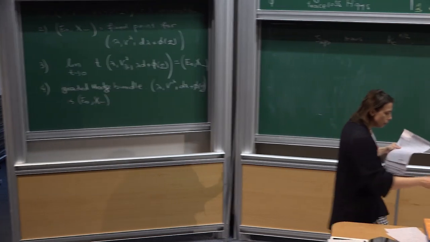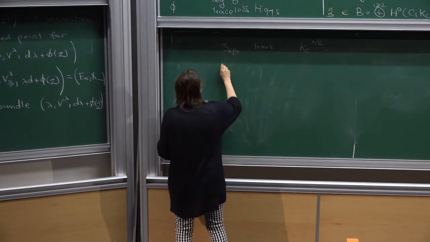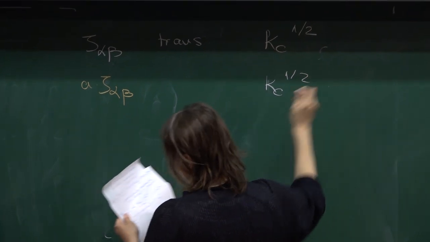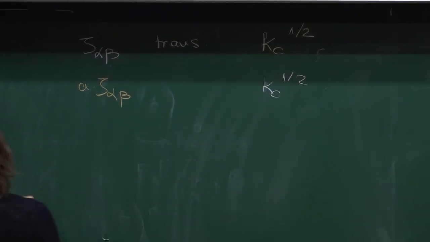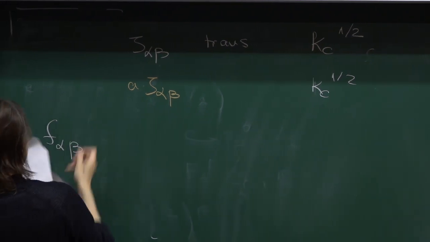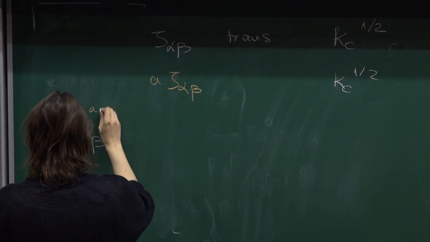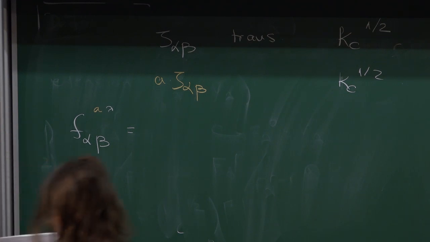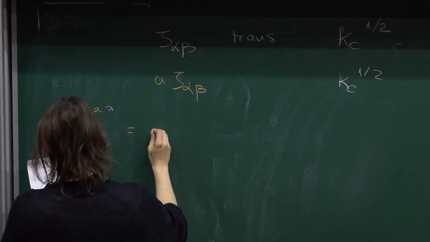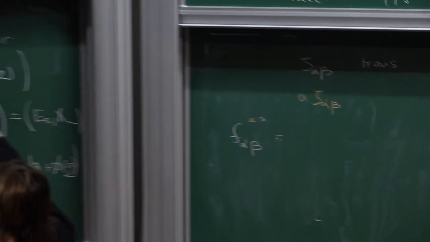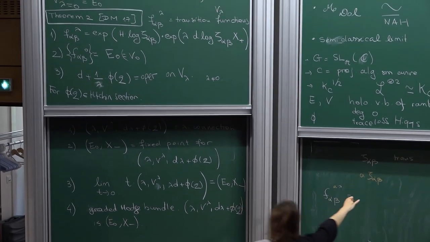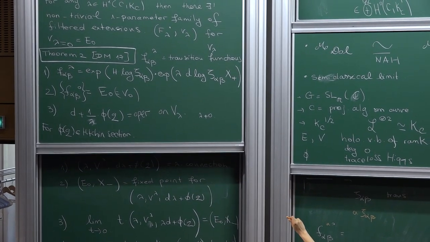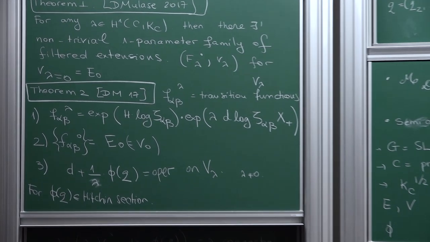Okay, so zeta alpha beta are the transition functions for this. So I can take A times zeta alpha beta, where A is a non-zero constant, and this will be the same transition function for that. So maybe I'm going to denote F alpha beta, and this is the A lambda. And these are the transition functions corresponding to this v lambda. What happens there is that if you just multiply by a non-zero constant, the second matrix will not be affected, because this A is just a constant, so it will be killed by the D.